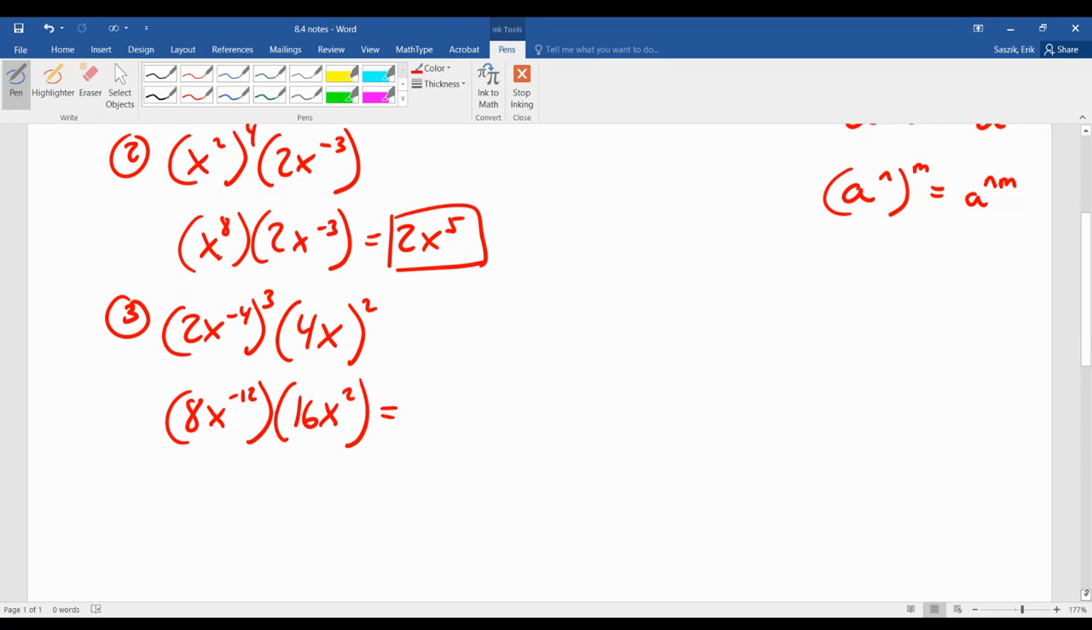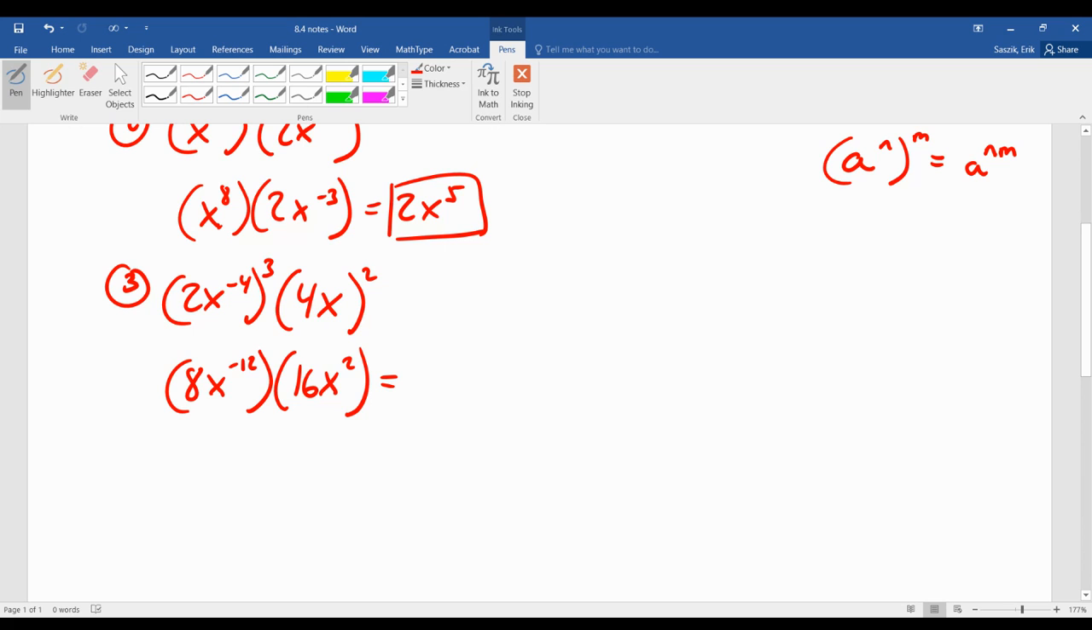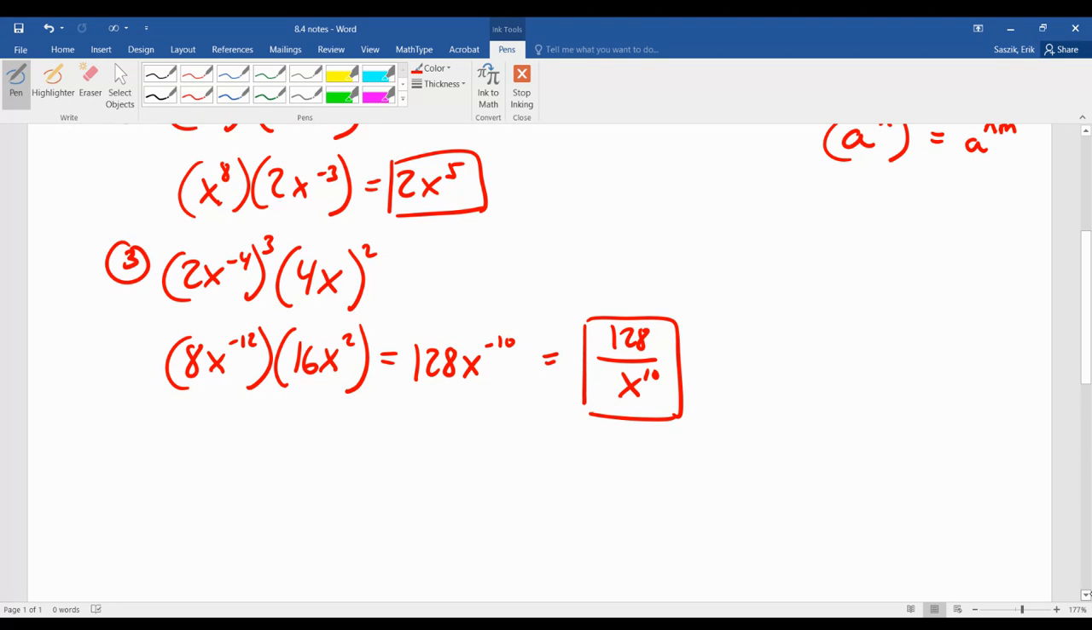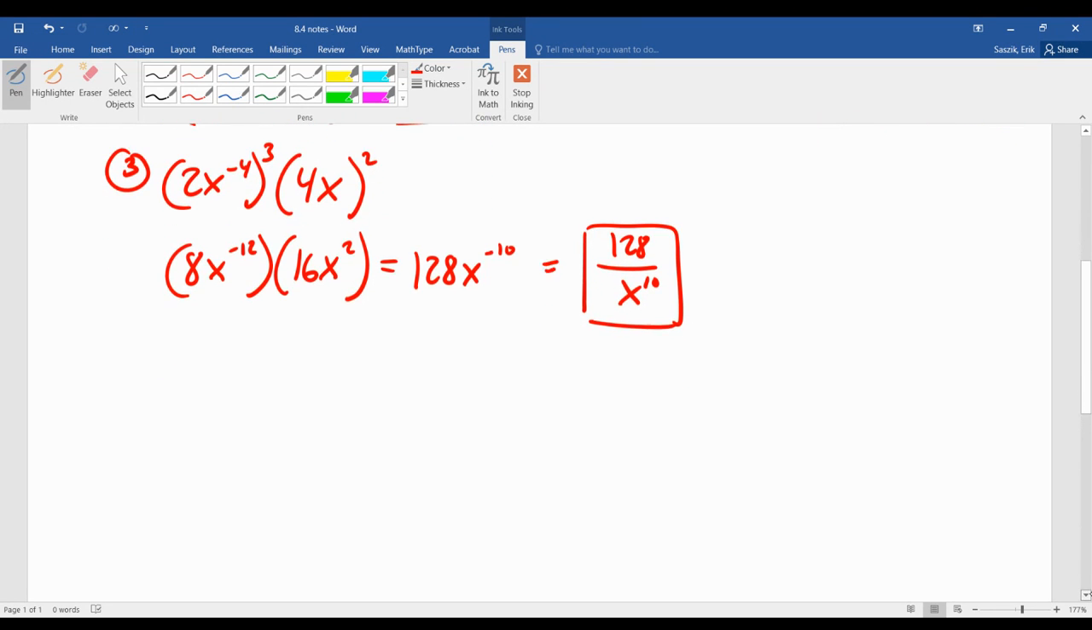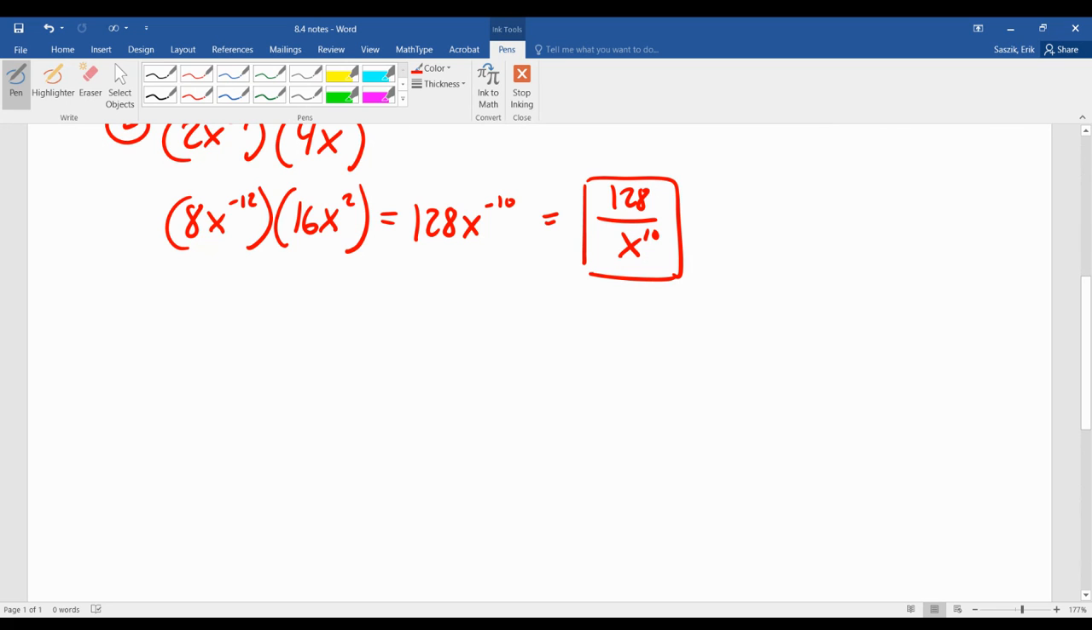Now you multiply the 8 times 16. What's 8 times 16 going to be? 8 times 10 is 80. 8 times 6 is 48, right? So what do we got? 128. Add the exponents now because you're multiplying. Not done yet. That negative 10 tells the x to go down. There you go.